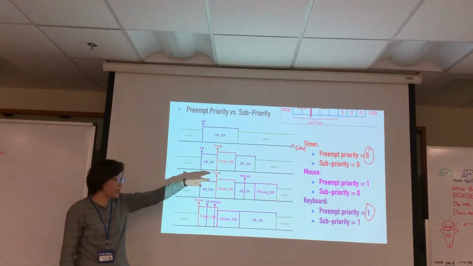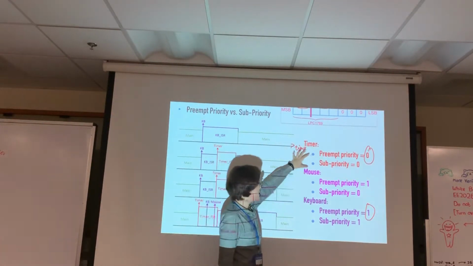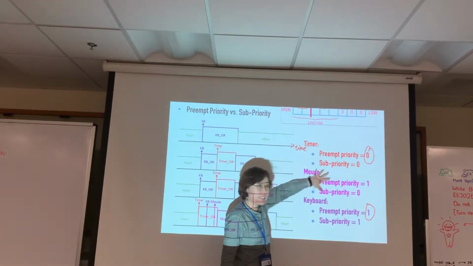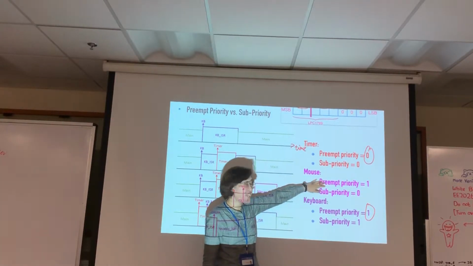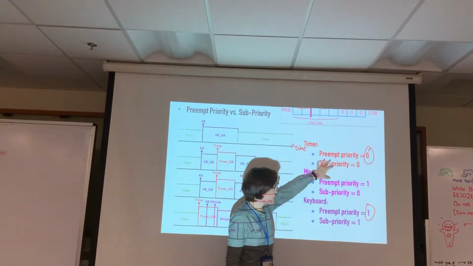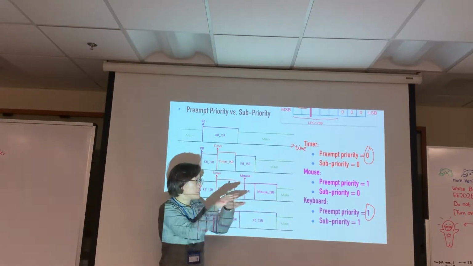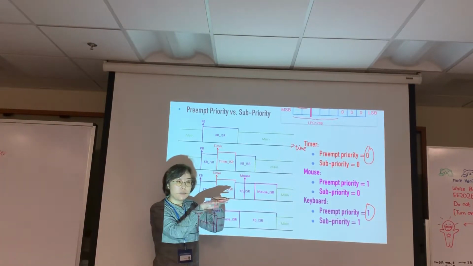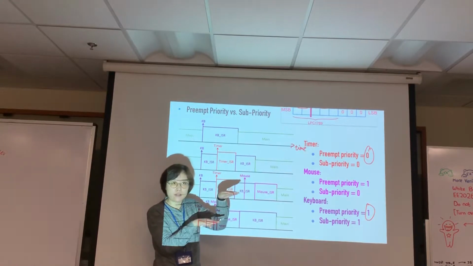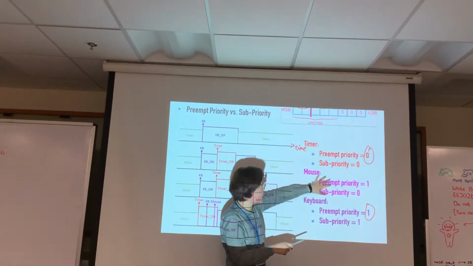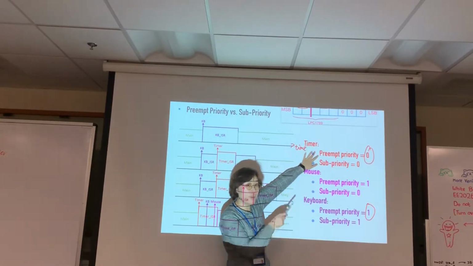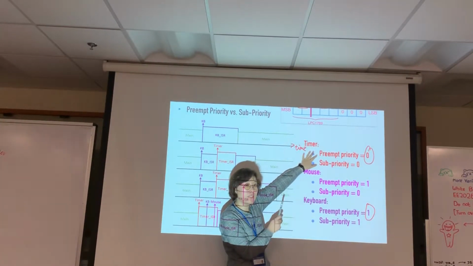So basically, you can see that if, let's say, two devices have different preamp priority, basically it means these two have a very significant priority level difference. Okay, if this one happens while this one is running, I don't want to terminate this one. This one is very important. No one should terminate it.